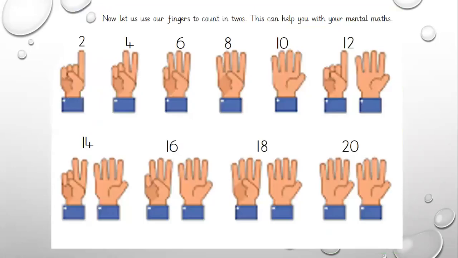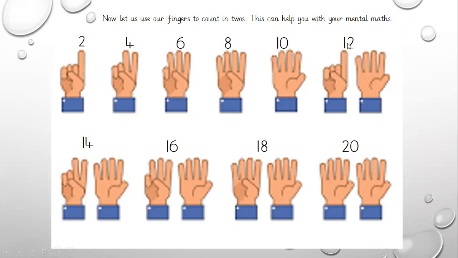Now let us use our fingers to count in twos. This can help you with your mental maths. Now if we look at the counting here, when you see one finger, we are going to be counting 1 times 2 gives us 2. 2 times 2 equals 4. 3 times 2 equals 6. 4 times 2 equals 8. 5 times 2 equals 10.